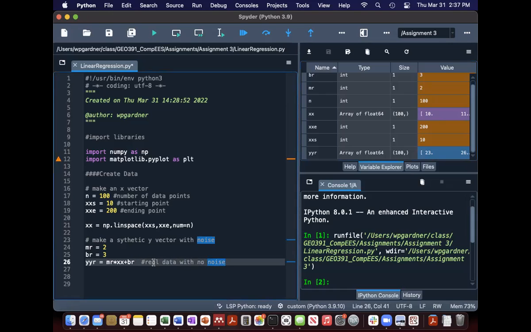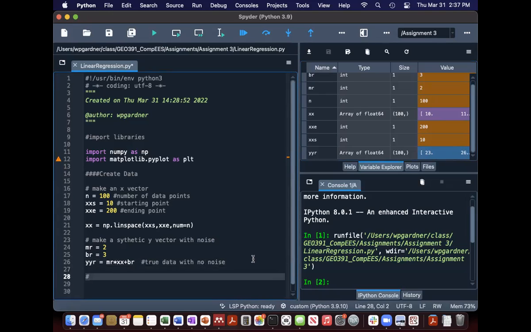How about this? This is not real, because there is no real data with noise. We'll call this my true data. All right, so now let's make some noise. We're going to do this in a way that we can adjust the level of noise. So let's create this EFAC, and I'll show you what it's going to do.